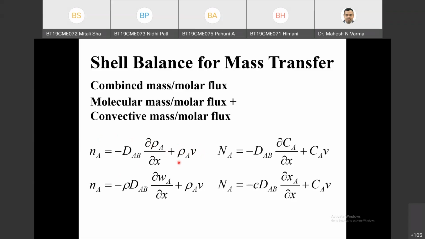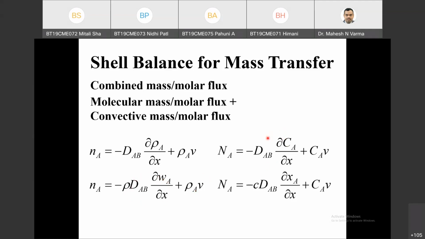If the velocity is very, very large, then we can neglect this term, and it will be dominated by convective flux. So this is the combined mass flux: the molecular mass flux plus the convective mass flux in molar form. And this is, say, a constant density system, again in mass form. This is in mass form. This is the molecular transport, and this is the convective transport.